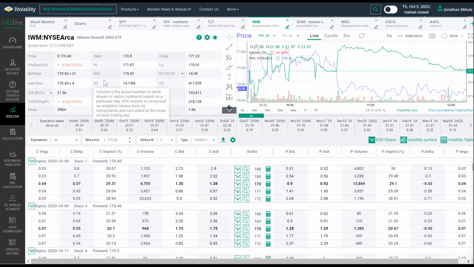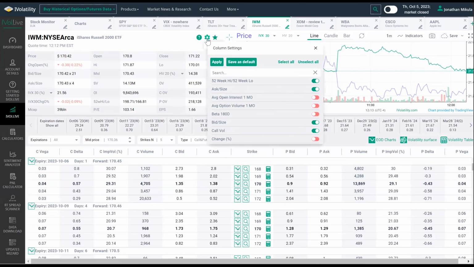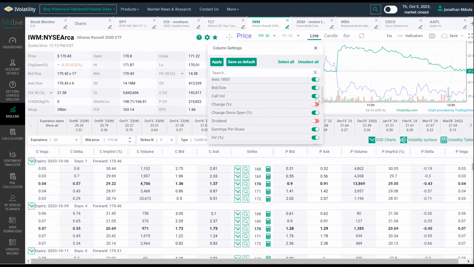So a couple interesting things here. You can always add to the fundamental side of the equation by clicking on this gear icon. And that holds true for really any view that you see within IVolLive. Anytime you see a gear icon, that means you can add or take away fields. So in this case, we have the 52-week high-low, we have the ask size, we don't have beta, but let's say we want to know how the Russell's trading relative to the S&P. So I can hit green on that one. We don't have change percentage, but let's say we want the day over day change. We do want to know the dividend.